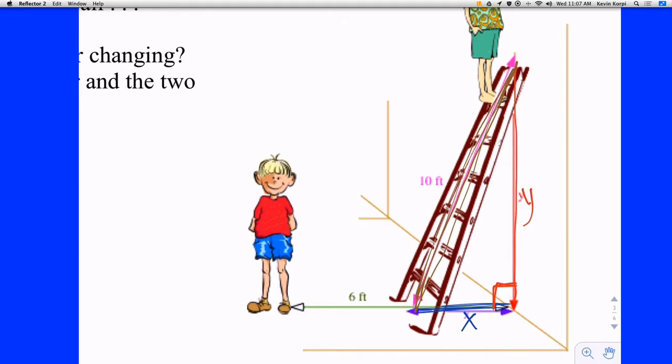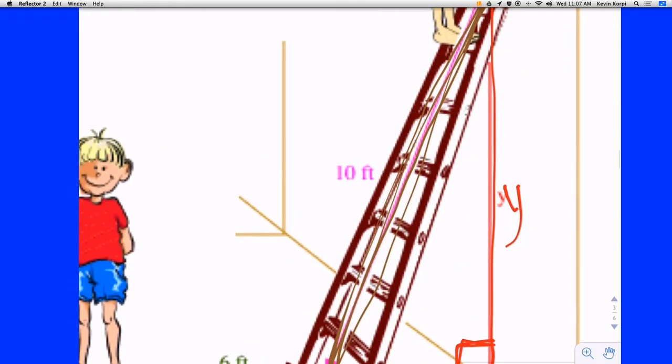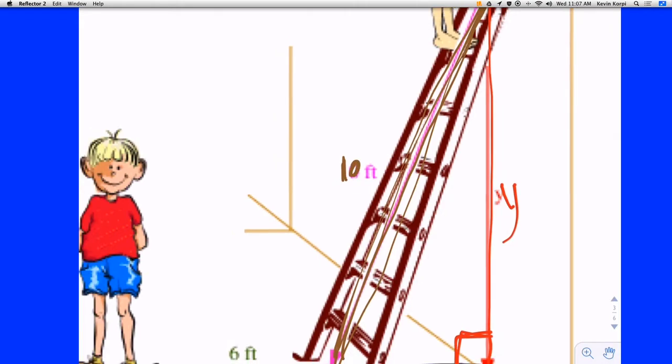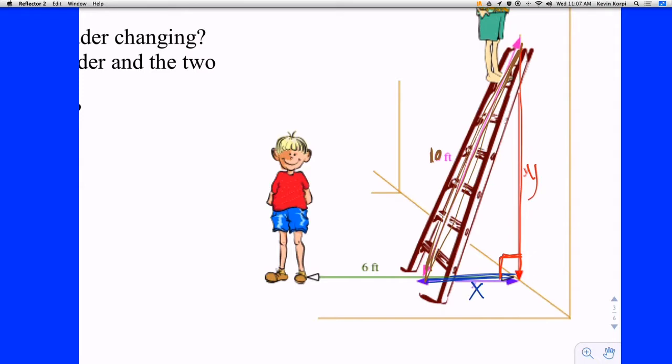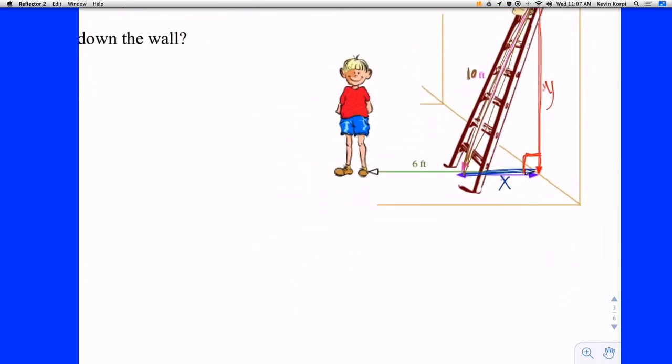Now, does the length of the ladder change? No, we could assume it doesn't. That would make for a much more interesting problem if it was like an extension ladder and it was changing. If something does not change throughout the life of the problem, you don't have to call it a variable. You don't have to call it L for ladder. You can call it 10 for ladder. Okay? 10. Now, our snapshot moment is the following.